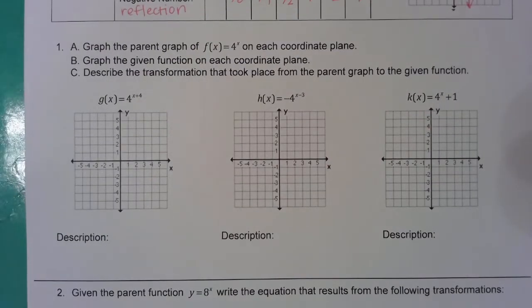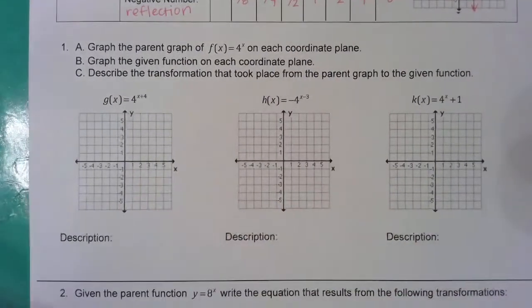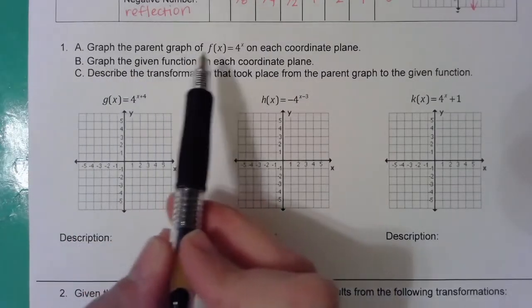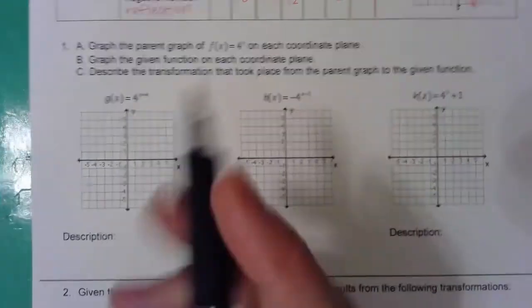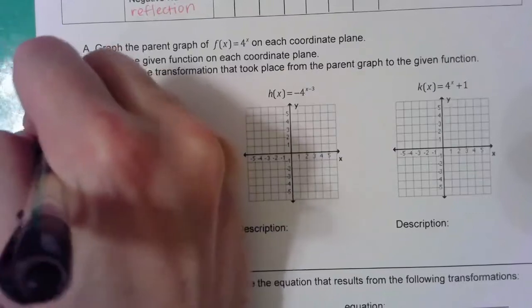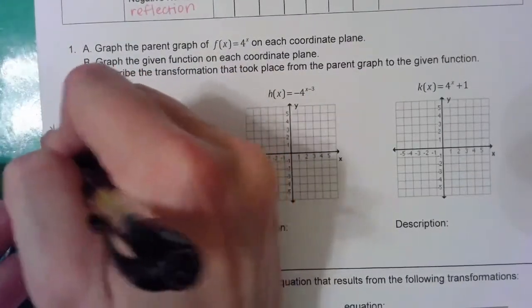So whenever we're graphing these and we're looking at how they change, you always have to have the one that you start with first, and then you compare that one to the new one. So part A on this says graph the parent graph of f of x equals 4 to the x on each coordinate plane below. We haven't graphed 4 to the x together yet, the regular one, y equals 4 to the x. So I'm just going to make a little table over here so you know where the points are coming from.